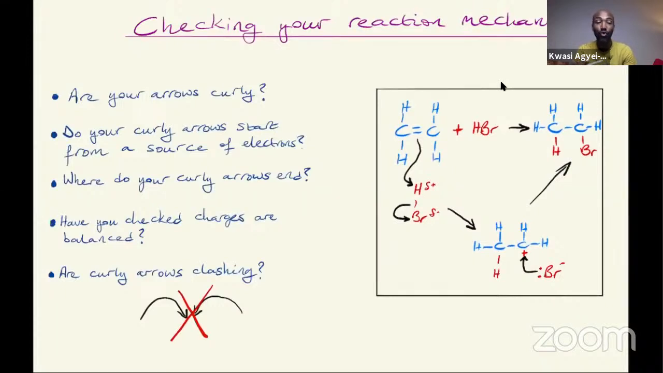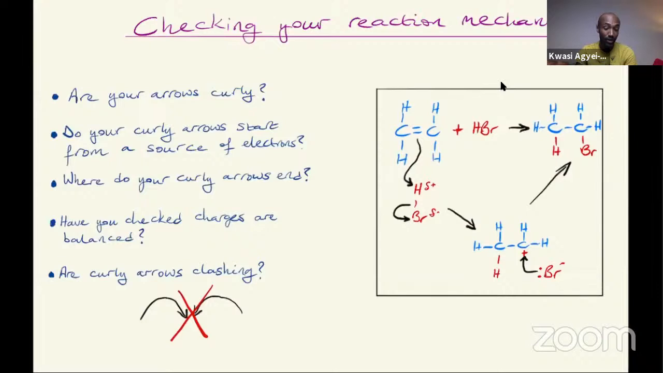So having drawn a reaction mechanism, what are the questions you need to answer to be satisfied that you've got the correct mechanism shown? Are your curly arrows curly? Here are my curly arrows in this mechanism, and as you can see, they're all curly. There's no way you can mistake them for reaction arrows. These are my reaction arrows, they're all straight. So far so good.